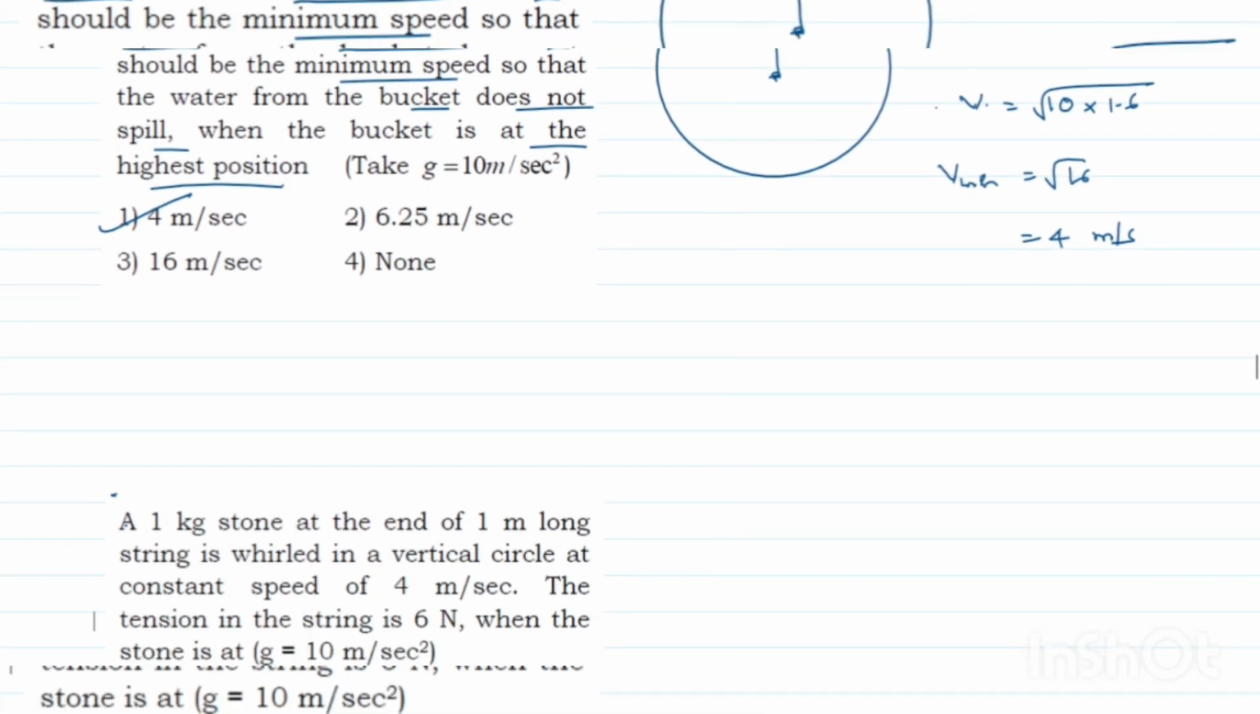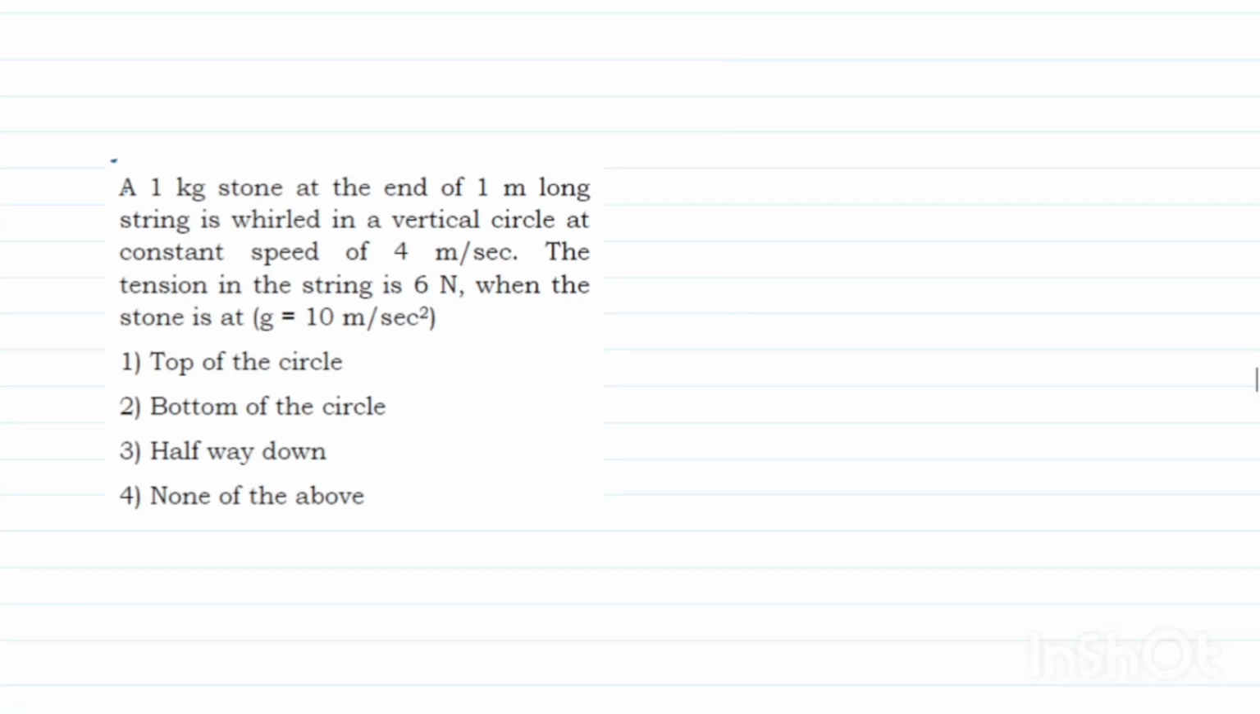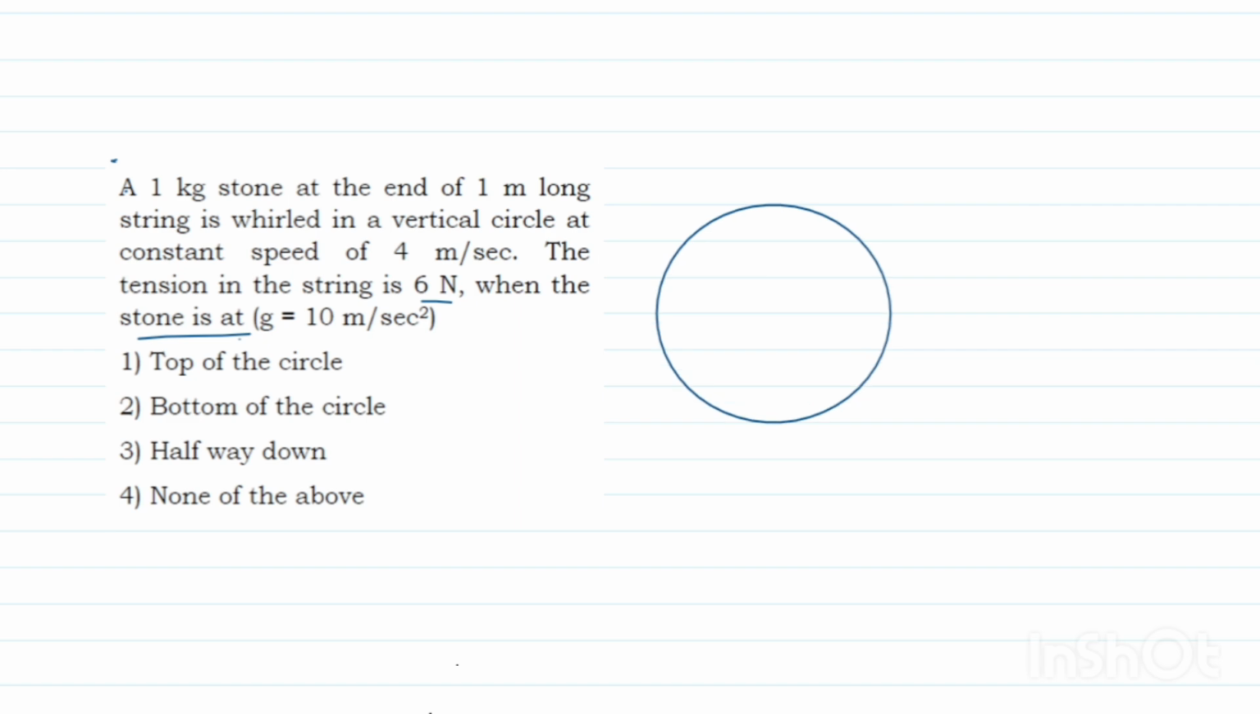Let us see the next question. A 1 kg stone at the end of a 1 meter long string is rolling in a vertical circle at a constant speed of 4 meter per second. The tension in the string is 6 newtons when the stone is at... Now let us talk about a stone you are taking, and this is the string. Here it's given as 1 meter long, and this is a stone you are going to be making, at the constant speed 4 meter per second. The tension in the string is 6 newtons when the stone is at.